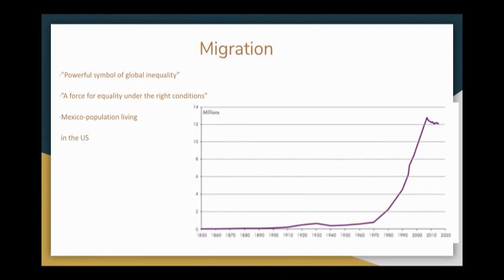Migration. Migration is described both as a powerful symbol of global inequality and a force for equality under the right conditions. Migration tends to increase as a country becomes developed and industrialized, and more inhabitants of middle-income countries than low-income countries migrate abroad.